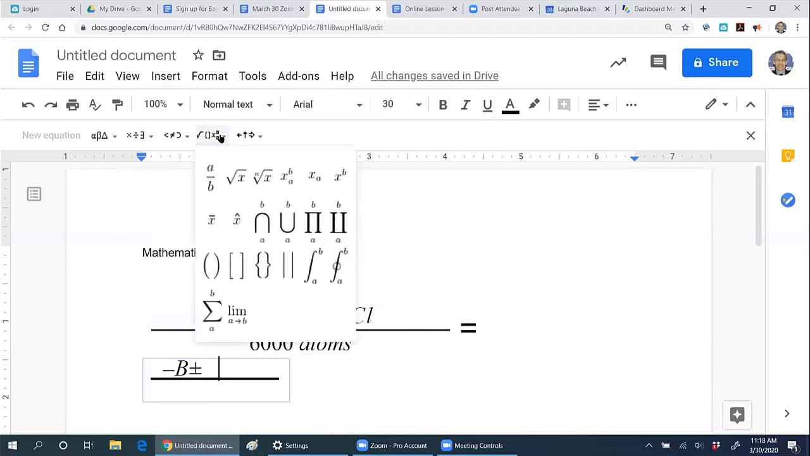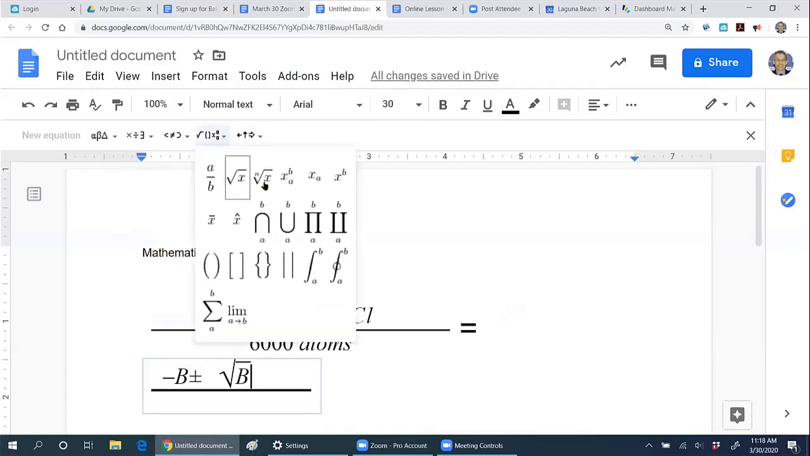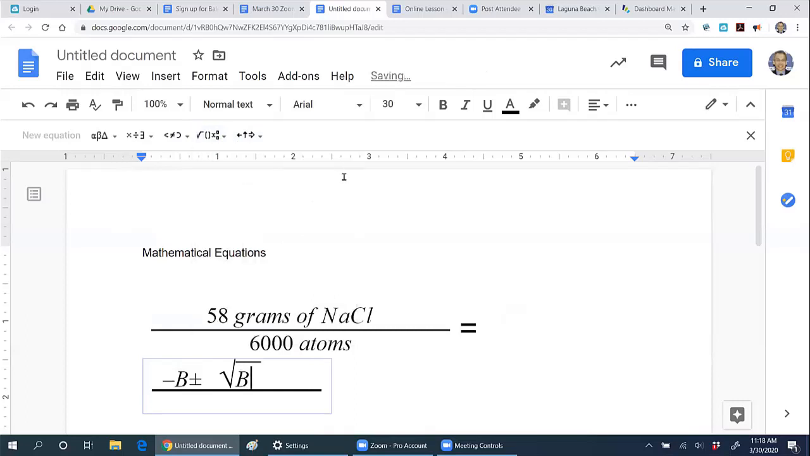And then you say, I want a square root, and you can do square root of B squared. Well, B hat. See, all these functions are in here. And nope, I did it wrong. So you can make nice equations. For us, it's pretty simple. It's proportions. And so use what I've given you.